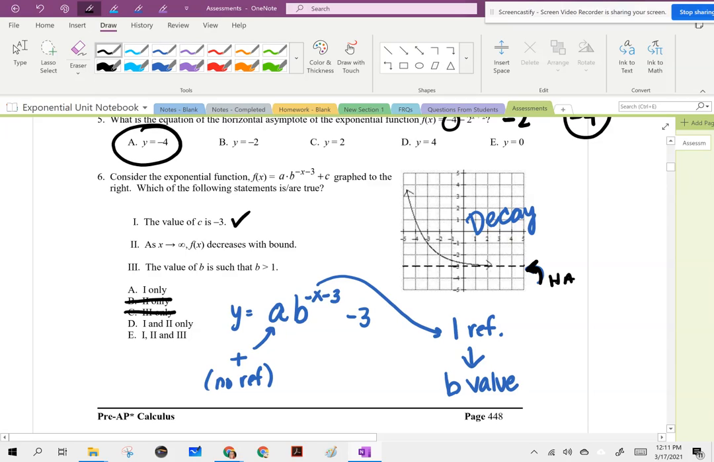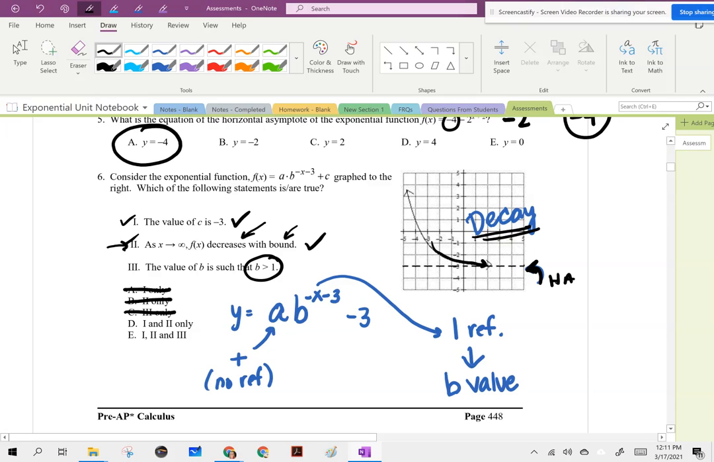All right. So now let's take a look at number 2. It says as x approaches infinity, the graph decreases with a boundary. So it's decay, and it's going to go to a boundary. And this is a decay graph, and it does go to a boundary. So Roman numeral 2 is also right. So we can eliminate A. So now we're down to either 1 and 2 only or 1, 2, and 3. So now the problem is we need to figure out what our B value is.